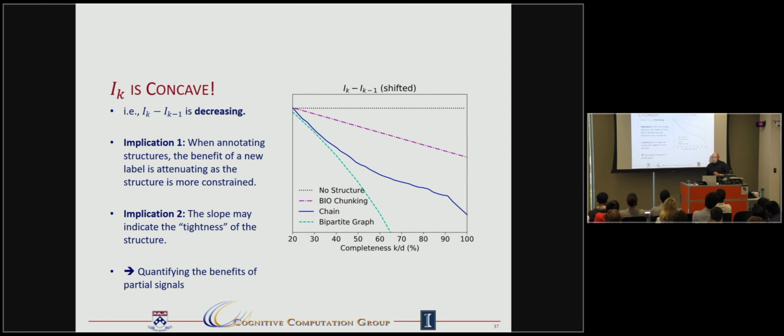So what can we conclude about this i_k? It's a concave function. So i_k minus 1 is decreasing. And I'm giving you here a few examples of i_k minus 1 shifted so that they'll all start from the same place. If there is no structure at all, it's the one at the top. I gain nothing. And as you have more and more structure, more constraints, more expectations on the output, you see a steeper slope. So the slope may be an indication of the tightness of the structure. And what we see is that when we annotate structure, it gives us an idea of how much benefit we get from a new label. Essentially, it gives us a tool to quantify the benefits of partial signals.